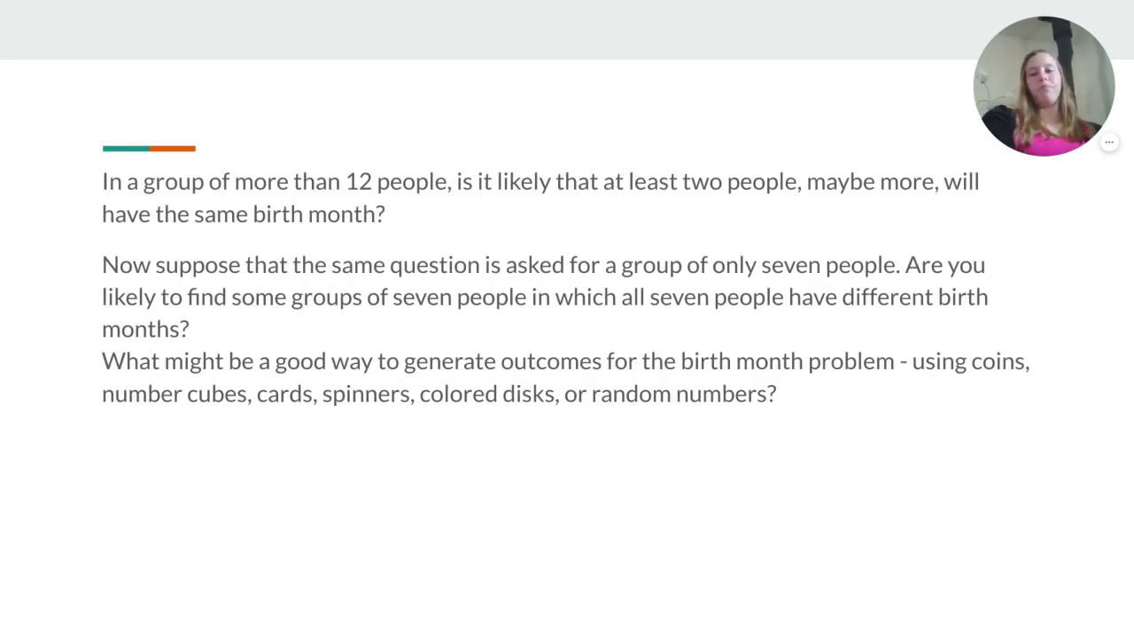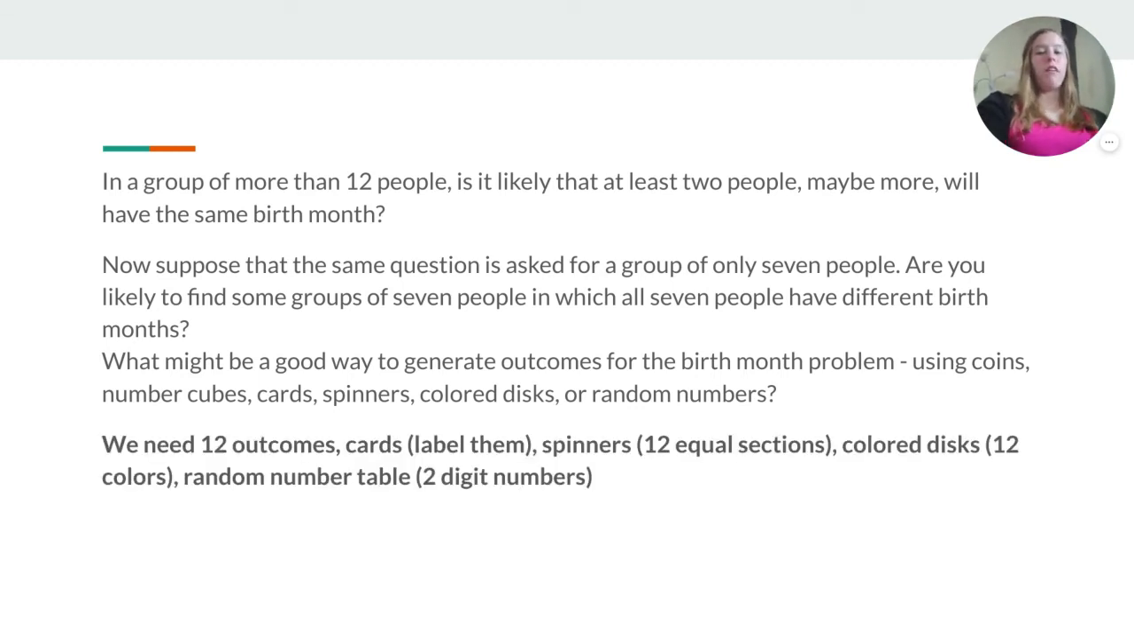Okay, moving on. In a group of more than 12 people, is it likely that at least 2 people, maybe more, will have the same birth month? Now suppose that the same question is asked for a group of only 7 people. Are you likely to find some groups of 7 in which all 7 people have different birth months? So our first question is, what might be a good way to generate outcomes for the birth month problem? Coins, number cubes, cards, spinners, colored discs, or random numbers.